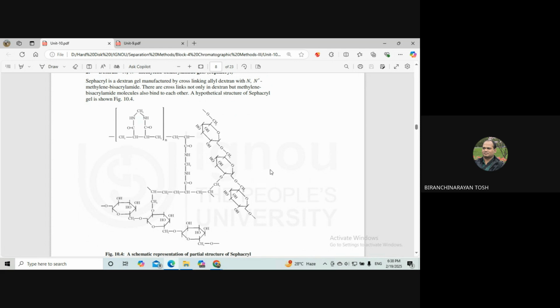Hypothetical structure is given here. So the cross-linking reactions make the gel partly macromolecular, and the gels can be produced with fractionation ranges extending up to high molecular masses. They are mechanically rigid and can bear high pressure, up to 1 megapascal, without compressing the bed. These gels are intended mainly for use with aqueous eluents.